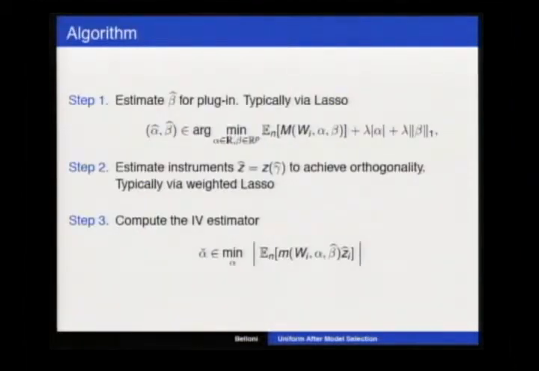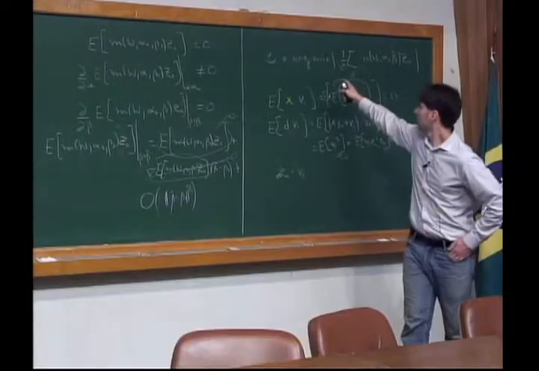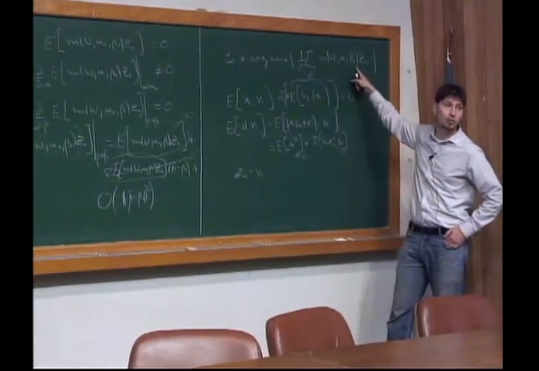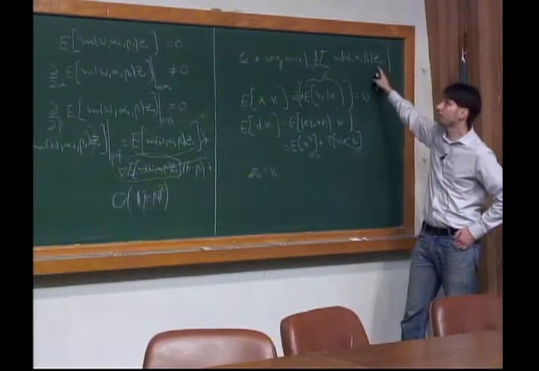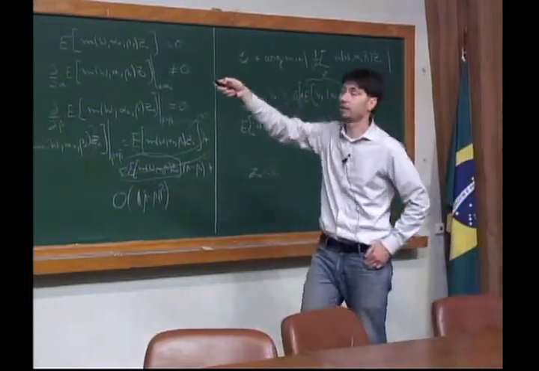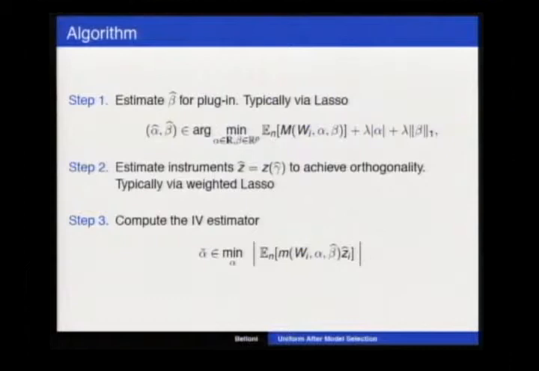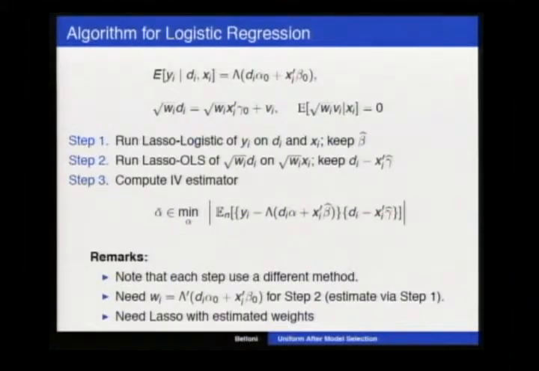So what's the estimator at the end of the day? At the end of the day, you just use some Lasso with the corresponding criterion function to give you these preliminary estimators, alpha hat, beta hat. Construct your instrument, typically via weighted Lasso regression. And then you apply this, minimize this criterion function, which is weighted by the estimated instrument. In the case of logistic regression, that's what it boils down to.